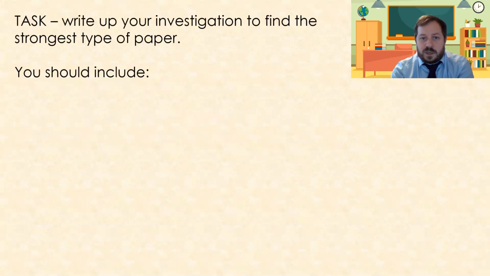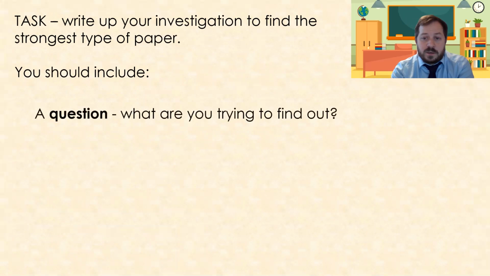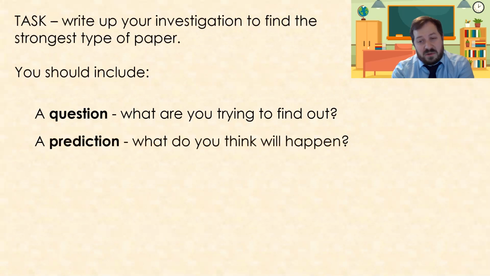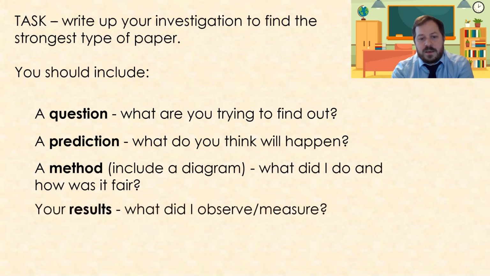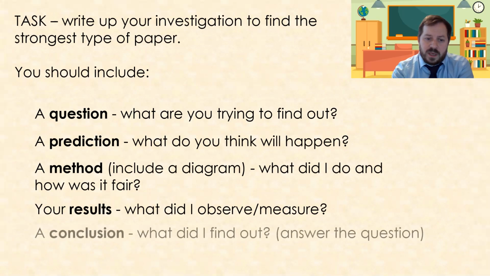And then your task. On a piece of paper, can you write up your investigation, whether it's similar to ours or whether it is your own version, that is fine. But it needs to include the question, which is the aim, what are we trying to find out? A prediction, what do you think will happen? Your method, include a diagram to show what you did and how you made it fair. Your results of what you observed or measured in a table and a graph if possible. And then your conclusion, what do your results tell you? What did you find out? Does it answer your question?